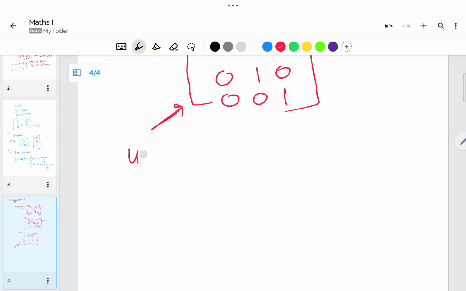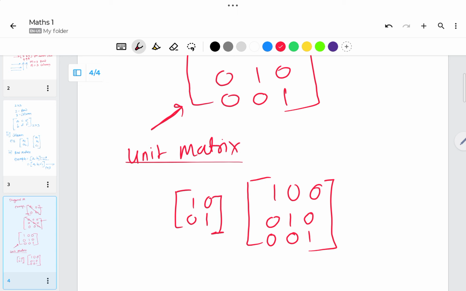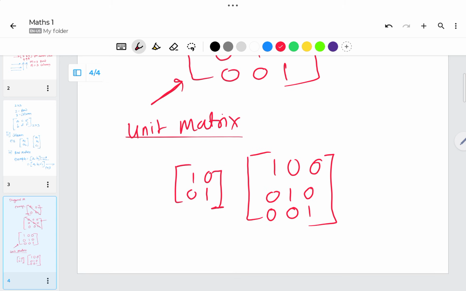Unit matrix. Here, 1 0, 0 1. So the diagonal elements have the value one. Another example, 1 0 0, 0 1 0, 0 0 1. So this is the diagonal unit matrix, as well as we can say it is a diagonal matrix also. It is usually denoted by I. Remember, it is denoted by I.